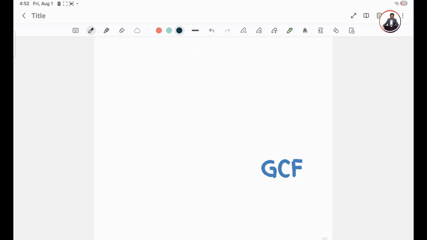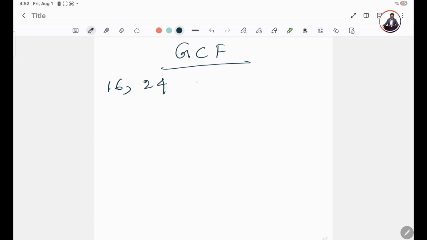Okay. Now the next one is greatest common factor. Say, for example, 16 and 24, you need to find the greatest common factor. So you write 16 here and then find all the factors of 16. The factors of 16 are: 1 times 16 is 16, 2 times 8 is 16, and 4 times 4 is 16. And what else? No, we don't have other factors for 16. So these are the factors: 1, 2, 4, 8, and 16.